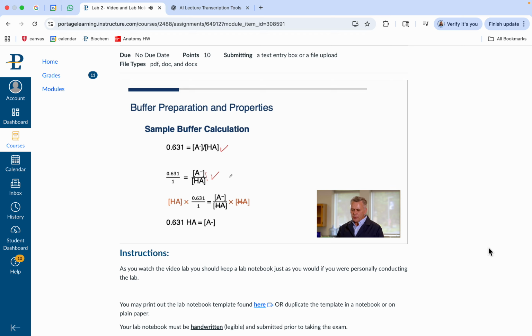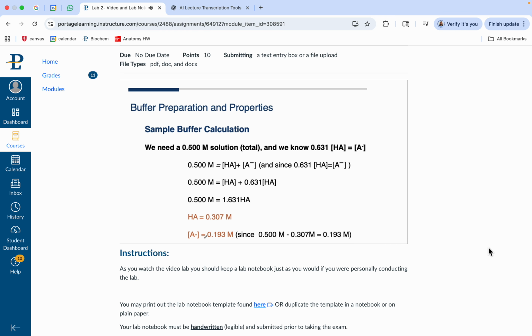And so what we can do to figure this out is that we can actually multiply both sides by HA. Why would we do that? Well, if we did that, we could actually cancel out HA on this side, as we've done. And we would get HA over here on this side, and again, the 1 goes away, and so we would end up with 0.631 HA is equal to, there's an understood 1 right there, 1 A minus. And as a result, we know a relationship between HA and A minus. And we can use that next to calculate the sodium phosphate buffer concentration.